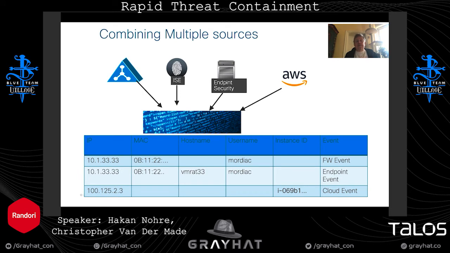So an example here is that we would like, in our project, to combine multiple sources. It could be directly from Active Directory, it could be from the Radius server, it could be from endpoint security systems, or it could be from public cloud, such as AWS. And we are trying here to really build a table where we fill in as much information as possible for each relevant security event that we have seen.